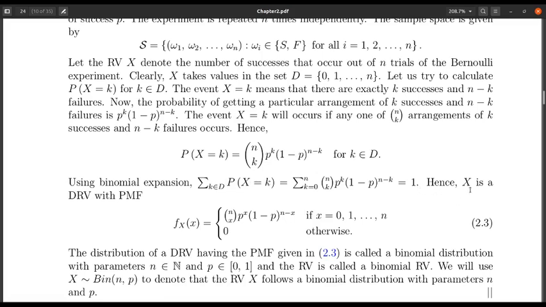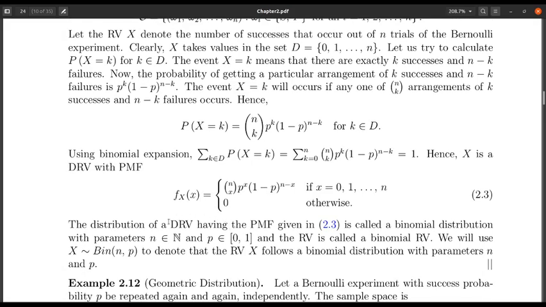So X is a discrete random variable, and in this case the PMF we have already found is nothing but this quantity if X takes values 0, 1, 2 up to n, and the PMF is 0 if X does not take the values 0, 1, 2 up to n. So that means if I count the number of successes, that is a discrete random variable, and in this case this is the PMF of that discrete random variable. And we say that the distribution of a discrete random variable having this PMF is called a binomial distribution.